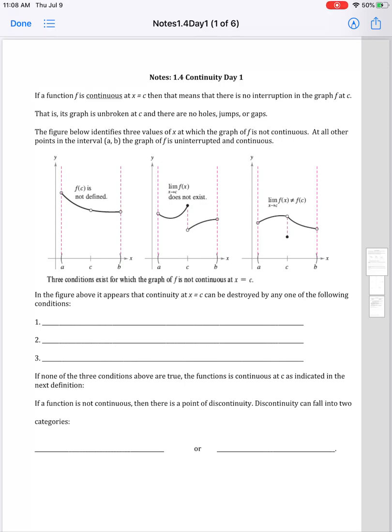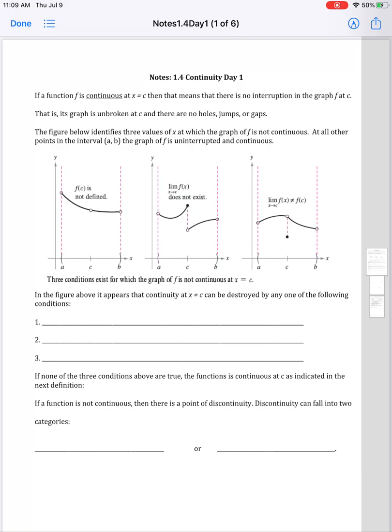All right, so we're moving on to section 1.4, continuity. There's 2 days worth of this. So day 1, we're going to think about what it means when you talk about something being continuous. If something is continuous at x equals c, that means there's no interruption in the graph at that c value. So the graph is unbroken. There's no holes, there's no jumps, there's no gaps.